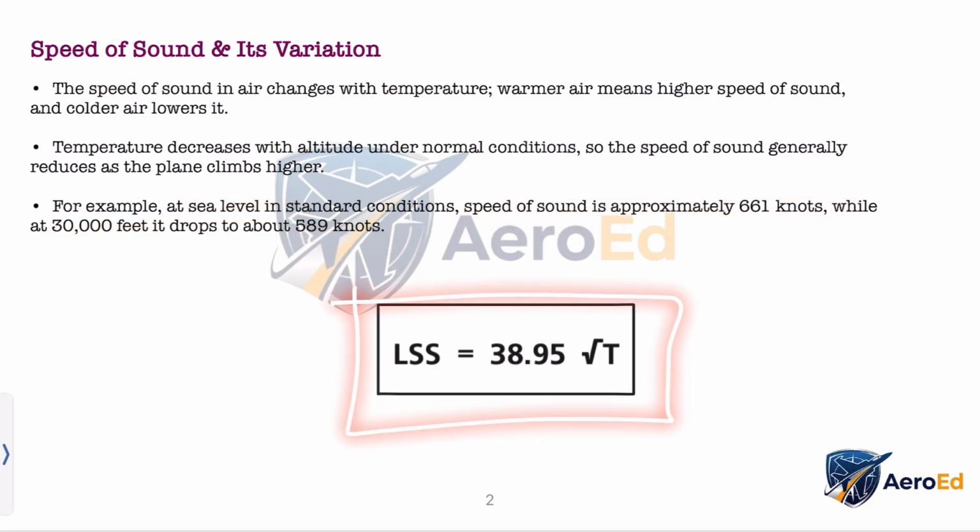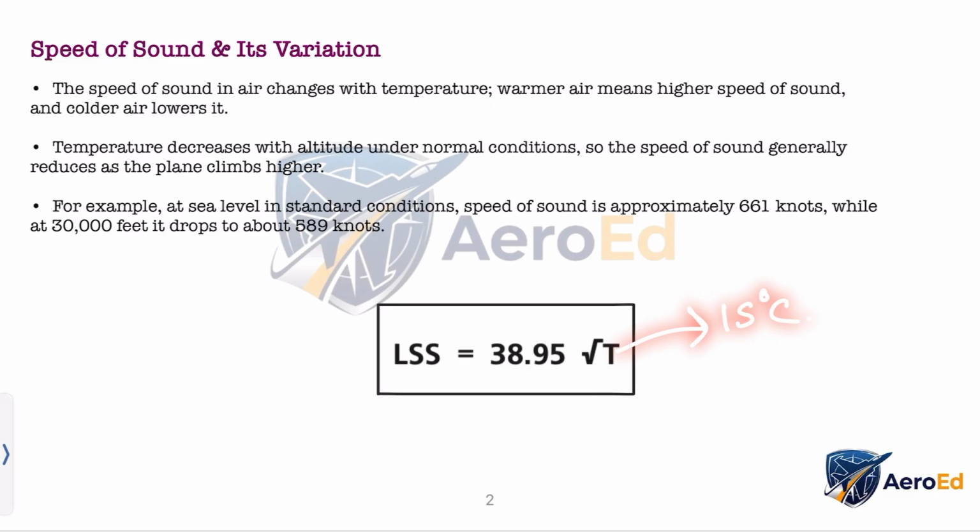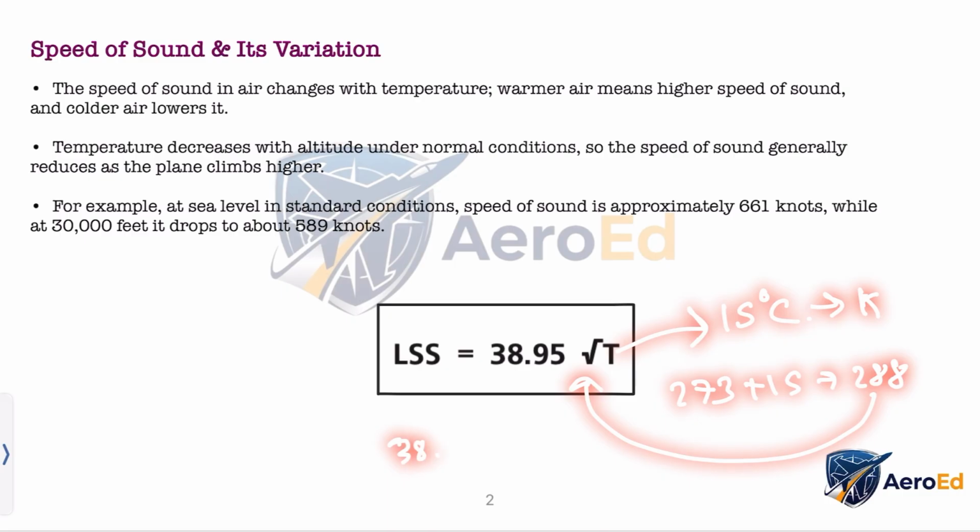Using this formula, you can find out the local speed of sound. This formula states that local speed of sound equals 38.95 times the square root of temperature. Let's find out the local speed of sound at sea level. We know the temperature at sea level in standard conditions is 15 degrees Celsius. Let's convert it to Kelvin: 273 plus 15 makes 288. Let's put this value into the formula: 38.95 times root 288. You will get 661 knots, as it is written here.